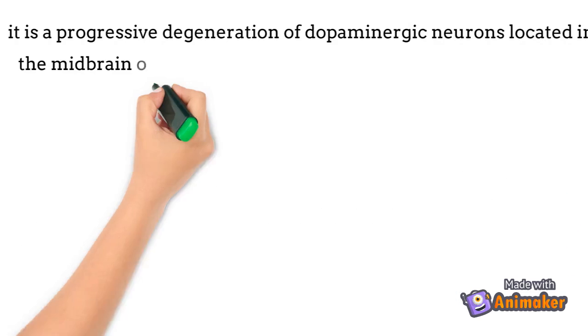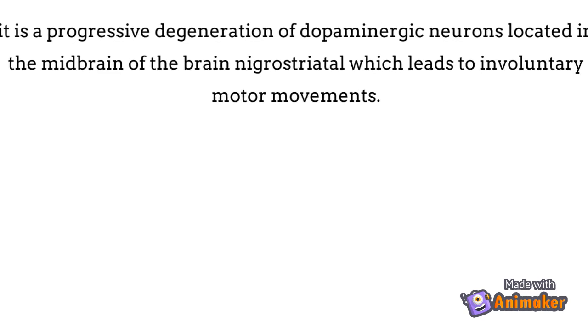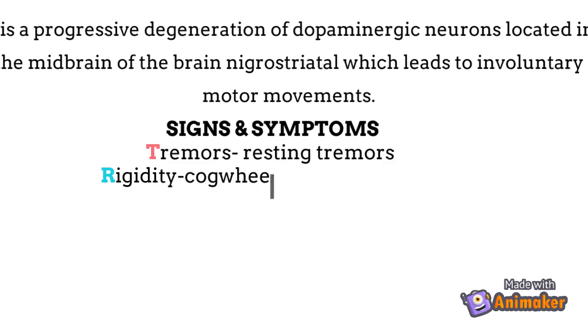Parkinson's disease is a progressive degeneration of dopaminergic neurons located in the midbrain, in the nigrostriatal pathway, which leads to involuntary motor movements. The main signs and symptoms include resting tremors.